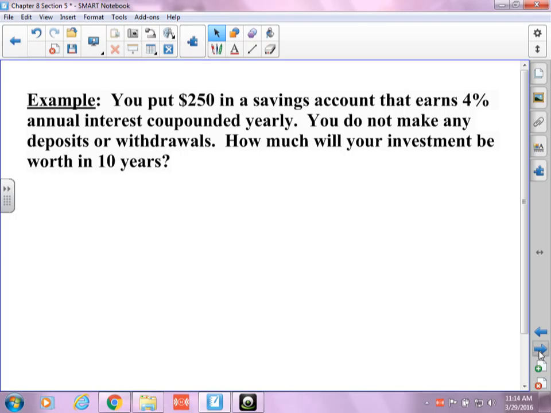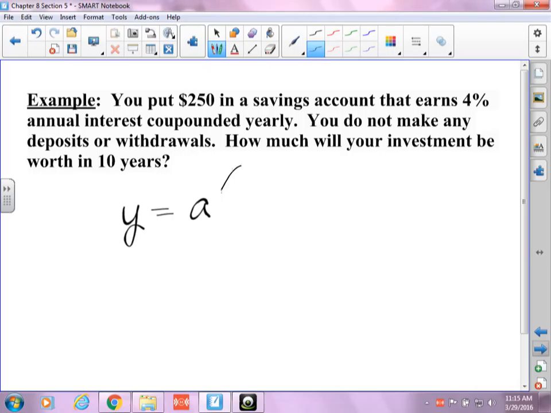We're putting money in the bank and we're getting money out, right? And what percentage is it going up? 4%. And how long am I going to put it in my bank account? 10 years. Okay, good. So what I'm going to do is start off with my equation: Y equals A, parentheses, 1 plus R over N, to the NT power. You're going to always start off with this equation.